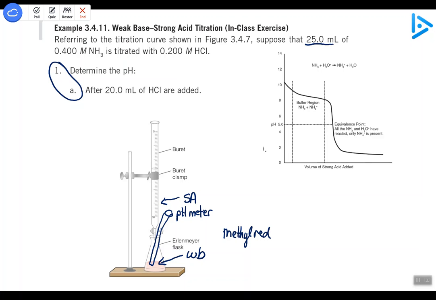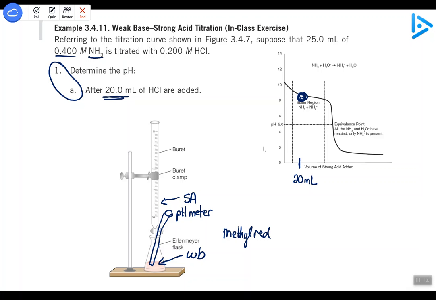We have 25 milliliters of a specific concentration of our weak base in our Erlenmeyer flask. Adding drop by drop until we stop at 20 milliliters of the strong acid. So that's somewhere around here. We've only added 20 milliliters. I can tell you from calculating this before, we haven't quite reached the equivalence point.